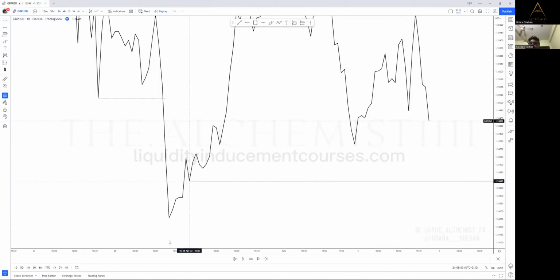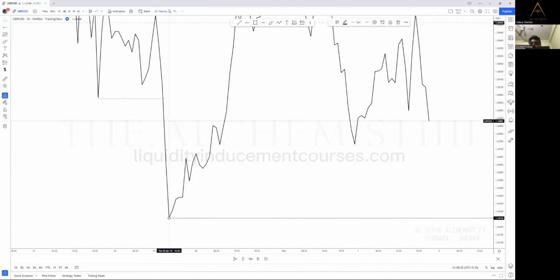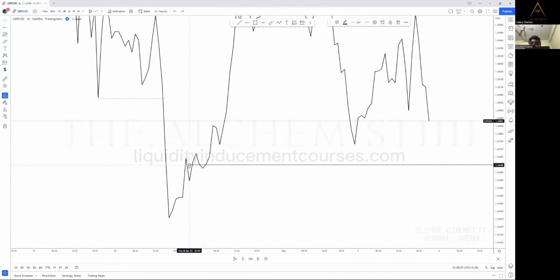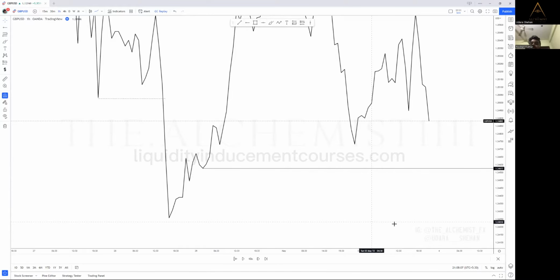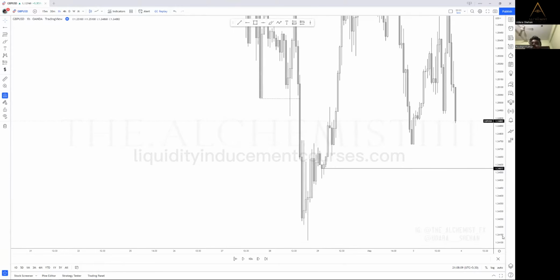You can make slight refinements. You're not going to take this and then take it somewhere around here. That's wrong. Just slight refinements, 2 to 5 pip refinements. Maybe take this, take it here. See that? Taking it here. Now let's see what the market is going to do.